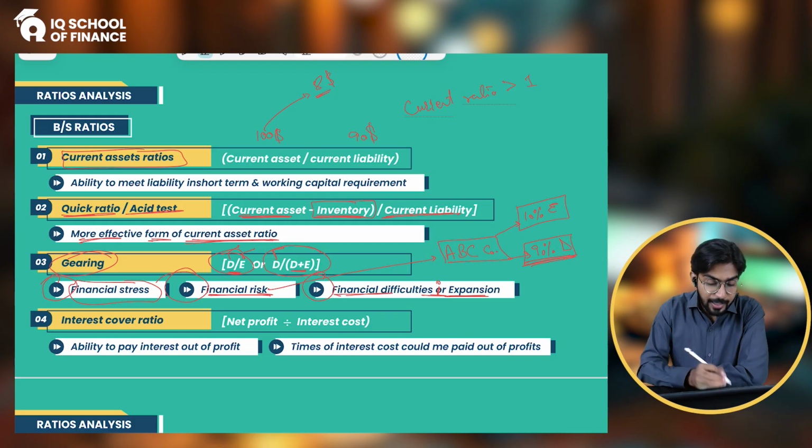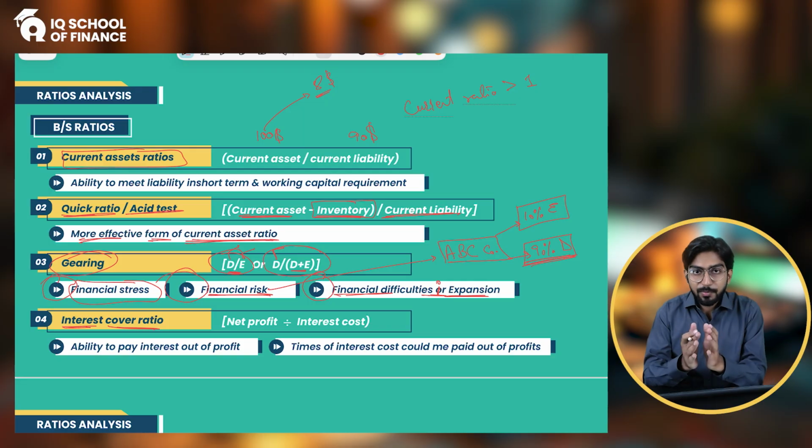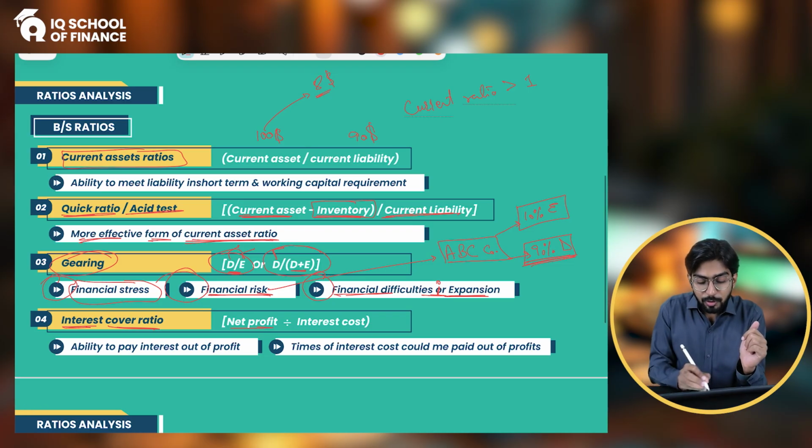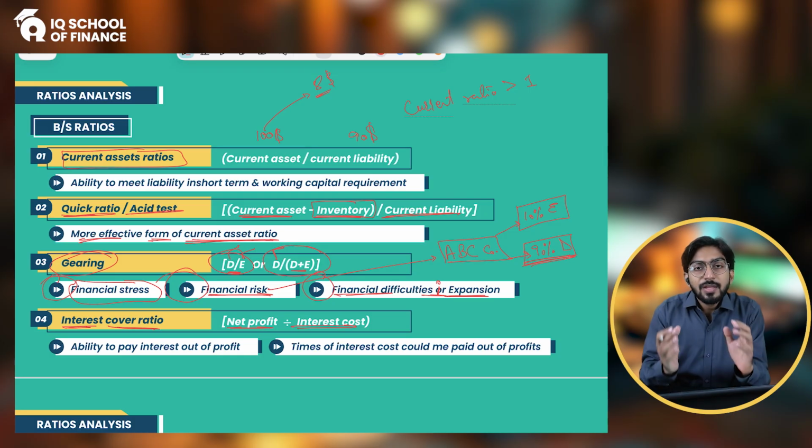Now let me read it again for you. Read it with me. Interest cover ratio. I took a break. Why? Because I'm talking about something that is going to cover the interest, right? And that's the ratio. Here we are going to divide the net profit by the interest cost. Why? We need to check how much capacity and ability our net profit has to cover the interest cost.